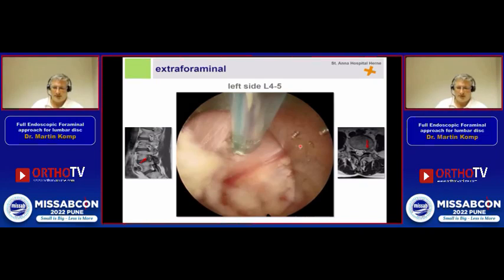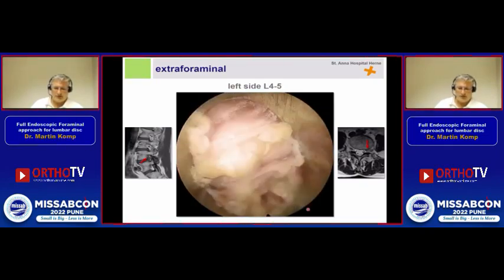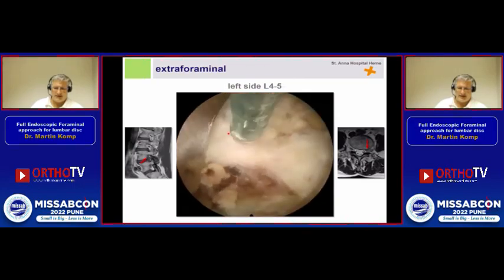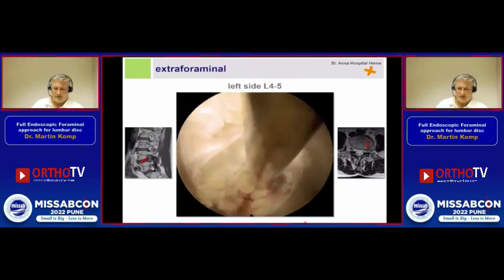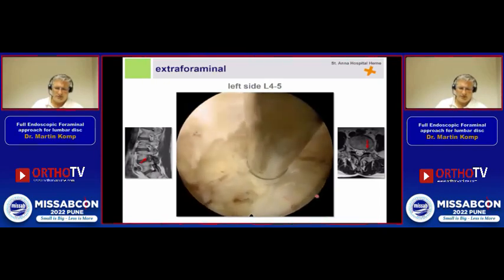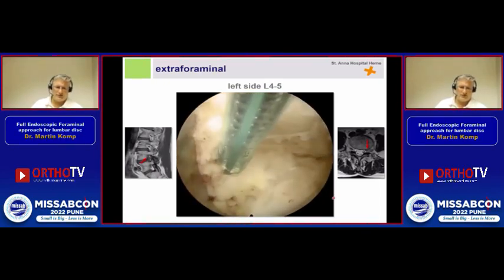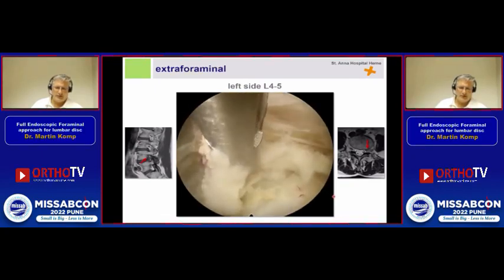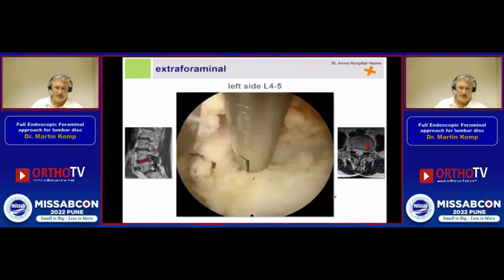Example for that, here we are using an extraforaminal approach. First thing we have to do is to identify here the pedicle, the junction of the pedicle and the ascending facet, the SAP. And then we have to prepare the disc and the caudal part of the foramen. Then we go to the cranial part of the foramen, find the herniation, find the exiting nerve root, and prepare everything there. So now resection of the herniated material.